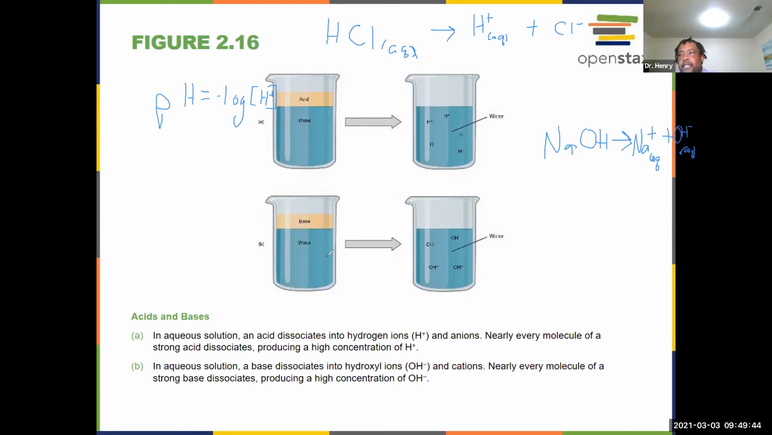And then in the case of a base, you're looking at the amount of hydroxide, or the hydroxyl ion, which is a negative charge. So in that case, it would be your pOH, which would be the minus log of the concentration of OH minus. Okay, this is just a little extra information, right? And that'll let us know the pOH as well.